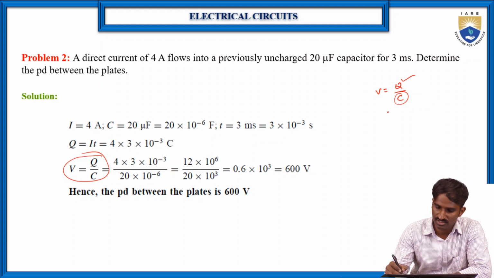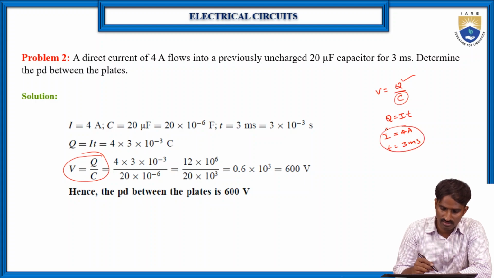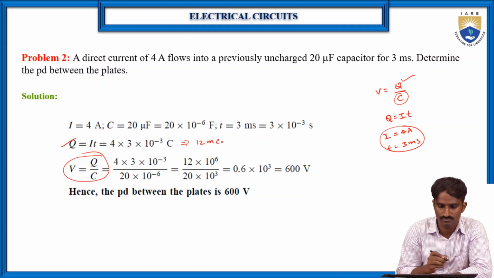But previously we have discussed that the charge Q is equal to I into T. So we know the value of I, which they have given as 4 amperes, and T is 3 milliseconds. Just substitute these two values, then you will get the value of Q. So the Q value here is 4 into 3, which is 12 into 10 to the power of minus 3, which is 12 millicoulombs.